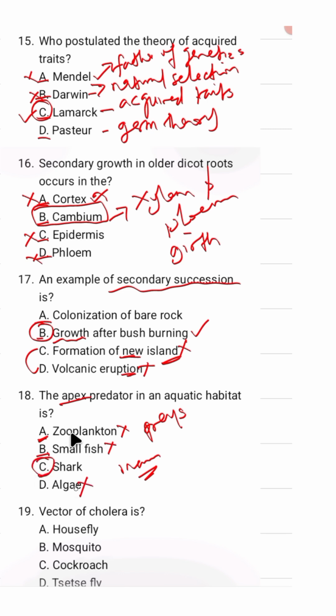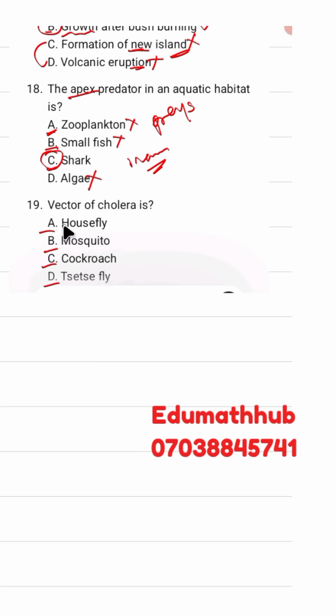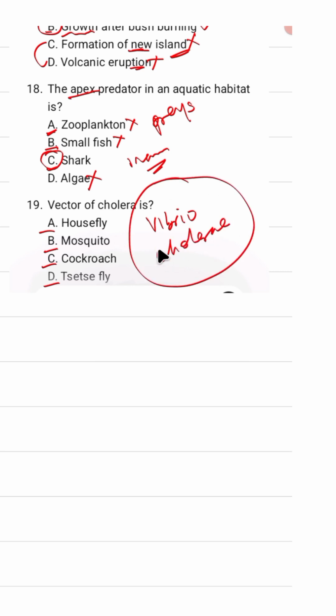The next one, the vector of cholera is... So let's look at the options one by one. You have housefly, mosquito, cockroach, fly. Now the first one here is housefly. So housefly is actually a vector. It carries germs and diseases. So the vector of cholera is housefly. It can carry the bacteria called Vibrio cholerae. This is what causes cholera. So it carries this bacteria on its body or on its legs after coming into contact with contaminated food, feces, or water. So this might be the answer.